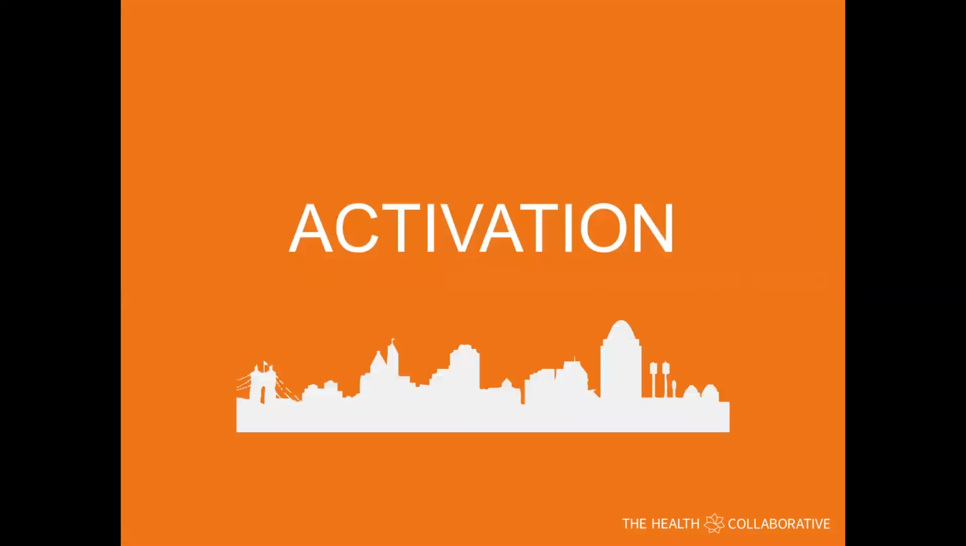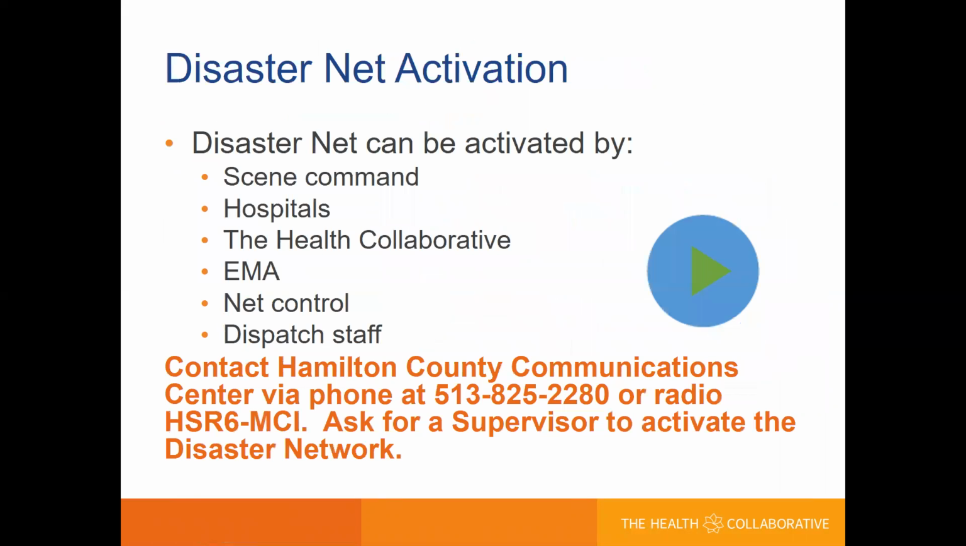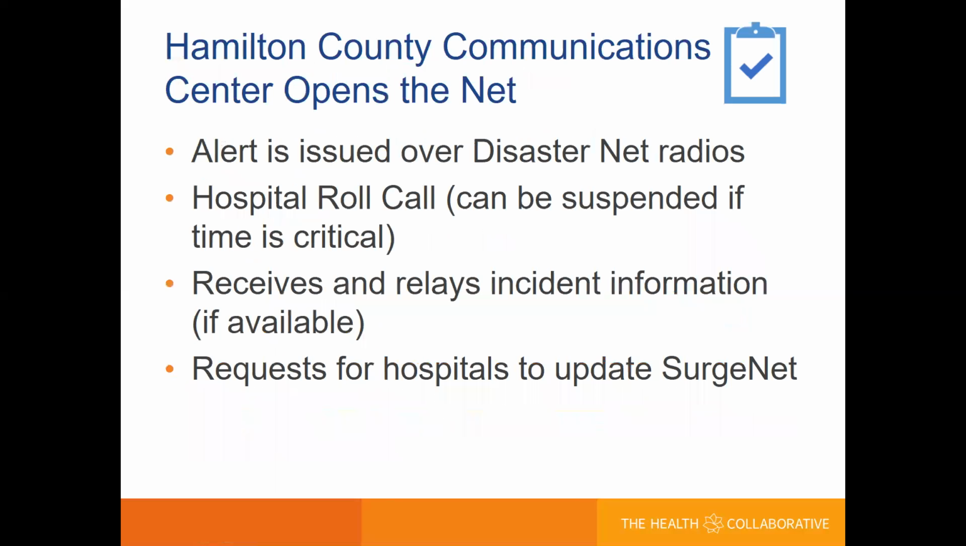Activation of the system. This is the Hospital Disaster Network process flow chart. We'll now move step by step through this process. Responders on the scene have the ability to activate the Disaster Net. You can activate the net over the radio or by telephone using your cell phones. Early notification will give the hospitals the additional time needed to prepare for the arrival of patients from the scene.